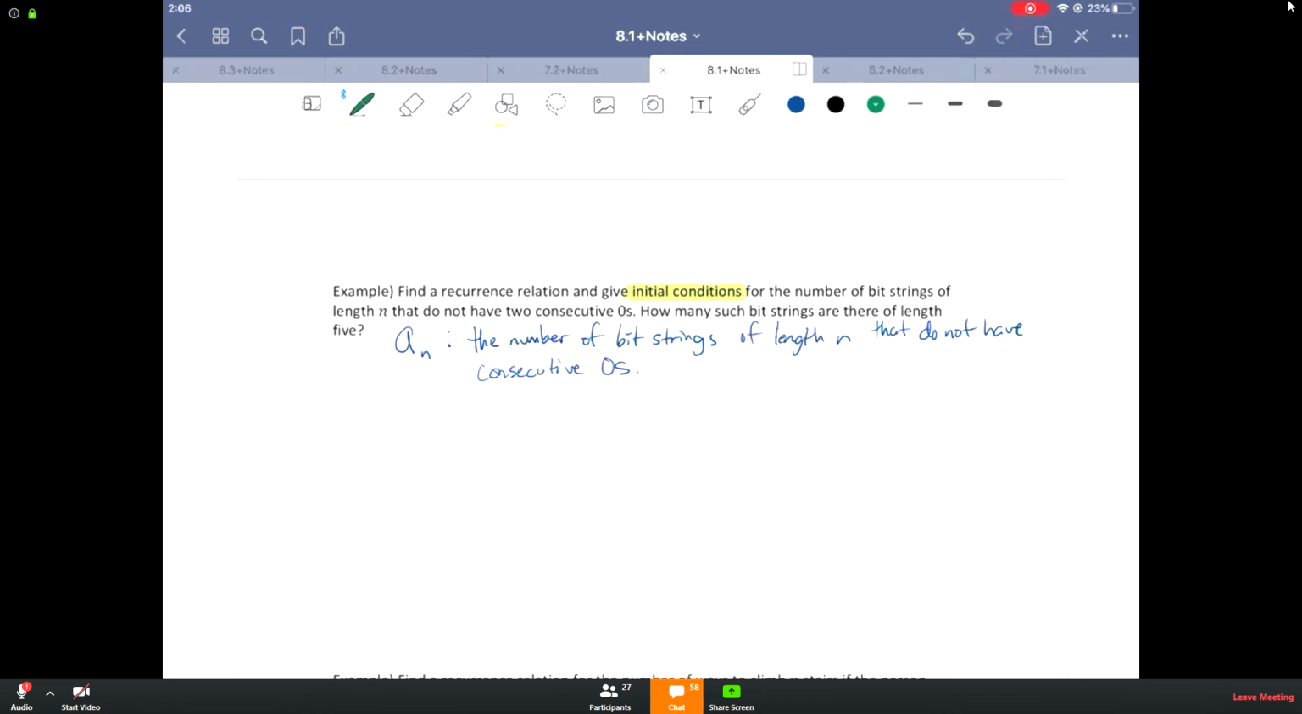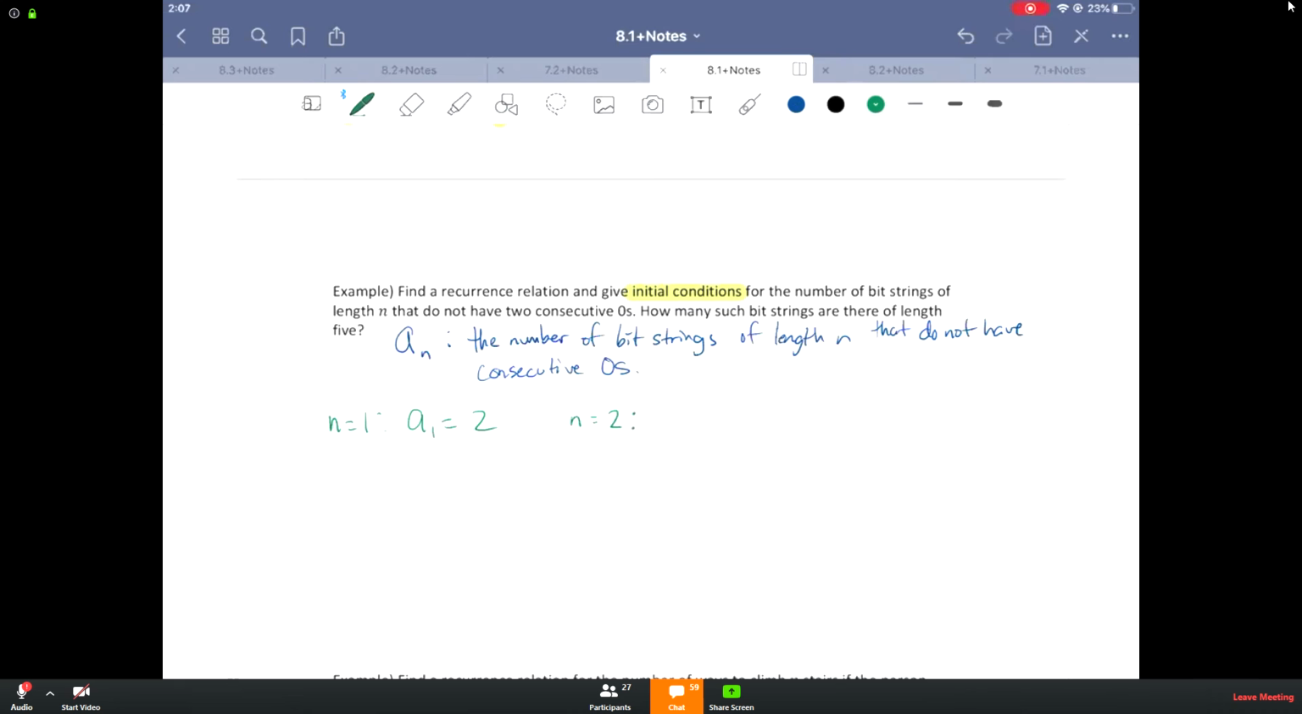All right, let's start off with n equals 1. So we have length 1. How many bit strings of length 1 do not have consecutive zeros? Yeah, 2. It's both of the length 1 ones. You've got the bit 0 or the bit 1. Neither of those have 2 consecutive zeros.